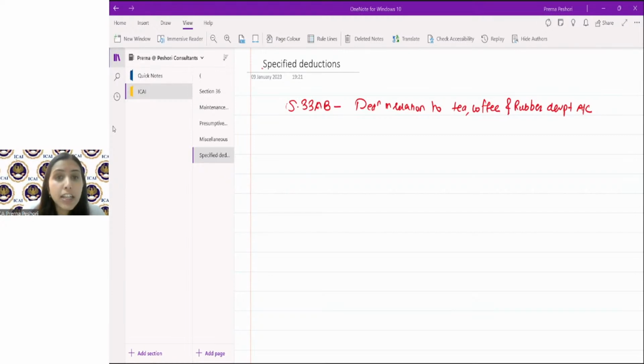But this is in relation to growing and manufacturing tea or coffee or rubber in India. Right? So only if it is cultivation, then it is an exempt income. Out of which also, as per rule 7, 40% is taxable, 60% is considered as exempt. But this is in relation to growing and manufacturing tea or coffee or rubber in India. So in that particular case, we have section 33AB.